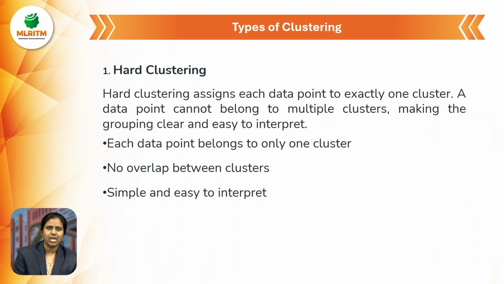In clustering, we have two types: hard clustering and soft clustering. Hard clustering assigns each data point to exactly one cluster; that data point should not belong to multiple clusters. A data point belongs to only one cluster and will not belong to other clusters. So each data point must belong to only one cluster, there should be no overlap between the clusters, and it is simple and easy to interpret. Since a data point belongs to only one cluster, there will be no overlapping. We can directly define which cluster the data item belongs to.